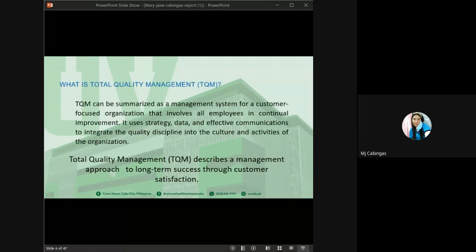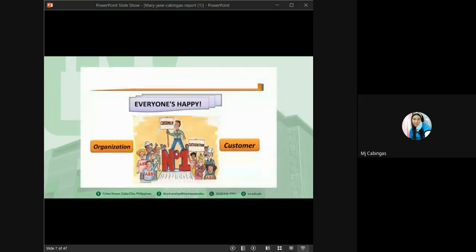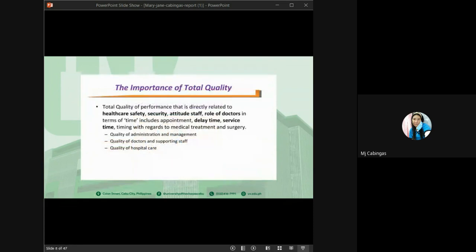So what is total quality management? TQM can be summarized as a management system for a customer-focused organization that involves all employees in continual improvement, and it uses strategy, data, and effective communication to integrate the quality discipline into the culture and activities of the organization. So TQM describes a management approach to long-term success through customer satisfaction. Next slide, ma'am, the importance of total quality.